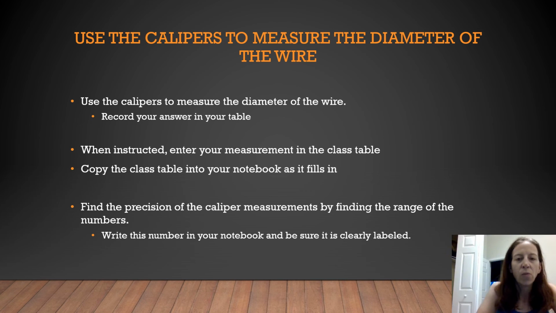Once you've demonstrated that, you're going to use the calipers to measure the diameter of the wire and record that answer in your table. So at this point, your table should be filled out, and then when instructed, enter your measurement in the class table and copy the class table into the notebook. You should have both of the tables filled out, and then repeat the precision calculation, this time with the caliper measurements, by finding the range of the numbers. Write this number in your notebook and be sure that it is clearly labeled.